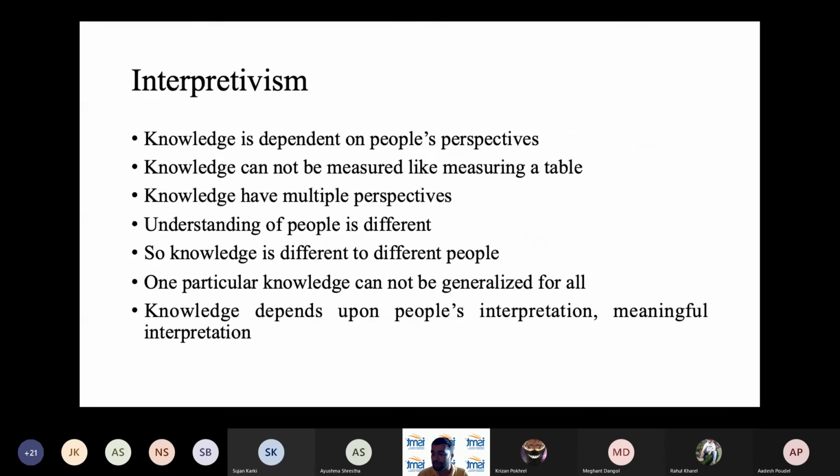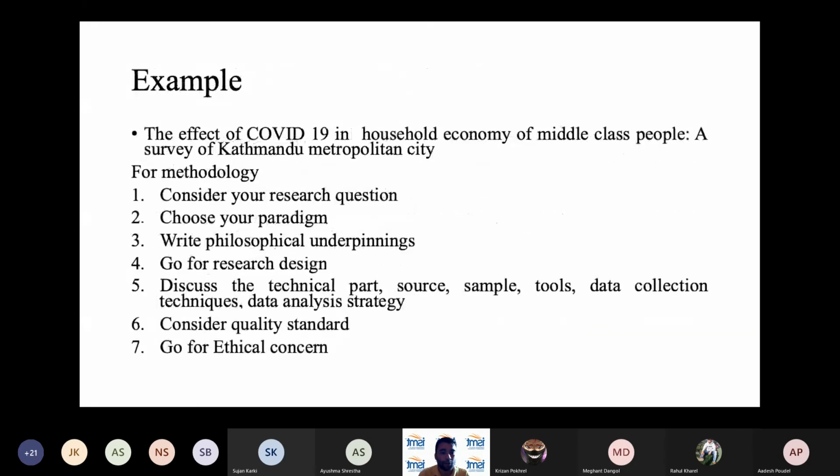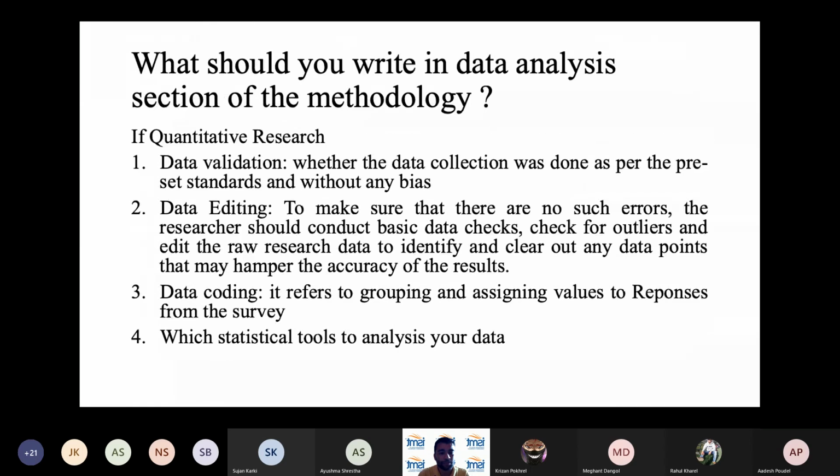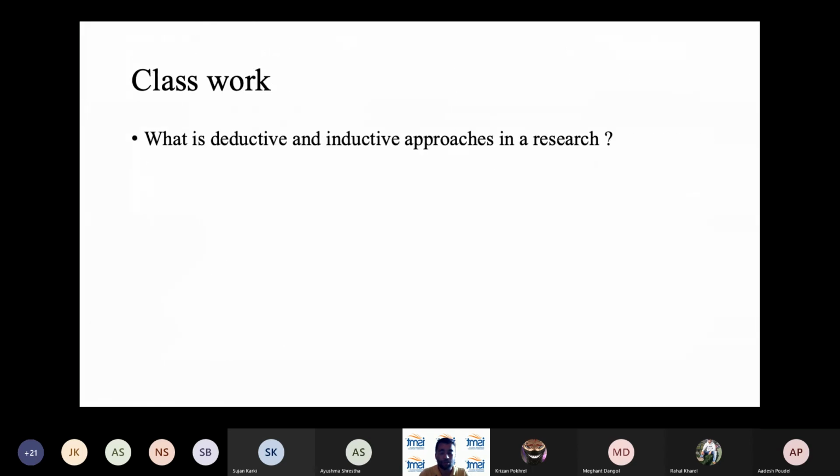How much time is remaining? Okay, we have 5 minutes. You can discuss. I have written one class-up for you. Can you write about the deductive and inductive approach in your research? What is the deductive and inductive approach in your research?